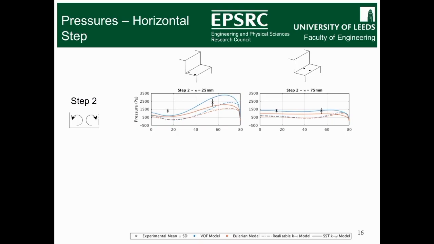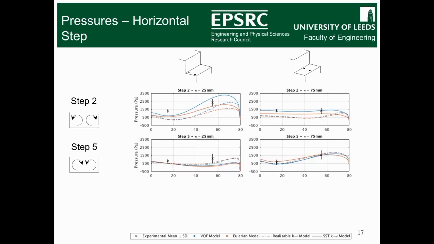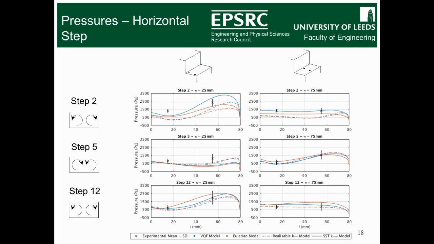And this is at step 2, where the cross-stream vortices impinge on the horizontal step face at the wall. And it's at the wall that we see this expected pressure profile with the higher pressures at the downstream end of the step. At the center line, though, where the cross-stream vortices flow away from the step, we don't see this expected pressure profile, and there's actually very little variation in the pressure across the length of the step. And then we move to step 5. Now the cross-stream vortices are impinging on the horizontal step face at the center line, and it's at the center line that we see the expected pressure profile, whereas now at the wall, we don't quite see that same pressure profile. And then again, at step 12, the cross-stream vortices are going in the same direction as at step 2.